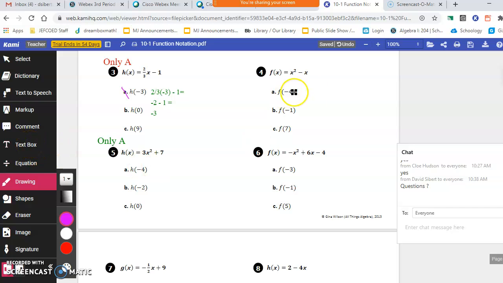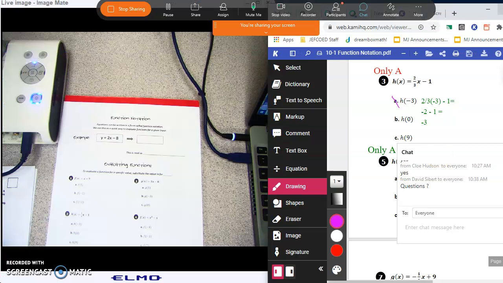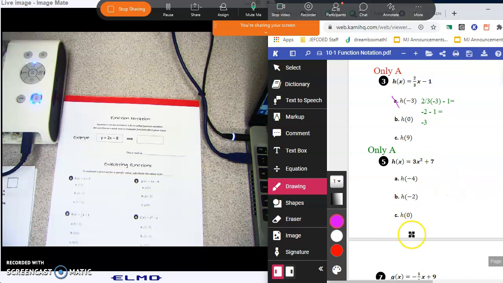I'm going to go a little bit of split screen and try to show you guys both here. So here you can kind of see. I'm going to exit out of the chat. If you guys have questions, make sure that you let me know.